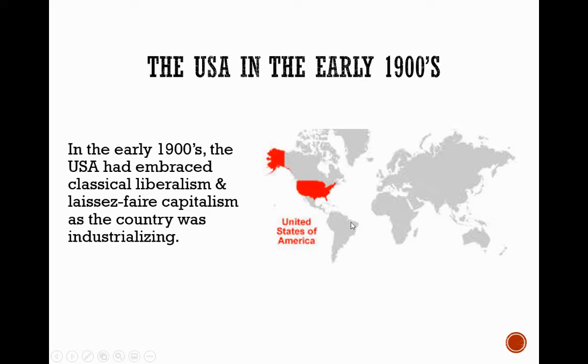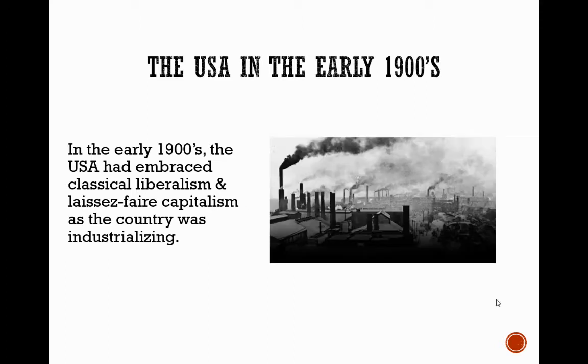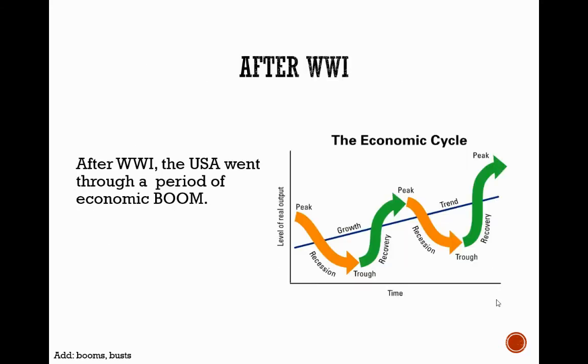So let's go back to the days of classical liberalism first. So in the early 1900s, the USA had embraced classical liberalism and laissez-faire capitalism as the country was industrializing. So this is what America was looking like at the time. They were building the railroads, they were connecting cities to each other, they were building factories, pretty much all those things you learned about happening in Europe, that was now happening in the United States. Okay, and the same amount of limited government led to the same amount of pollution and all that.